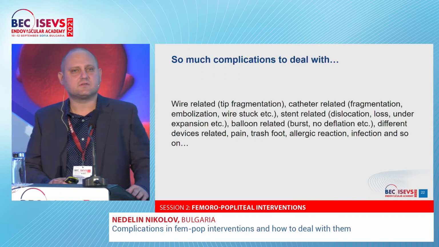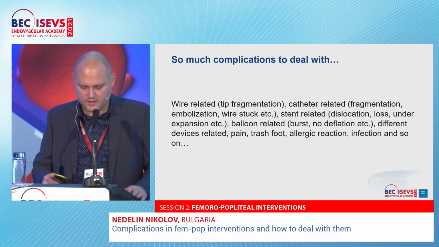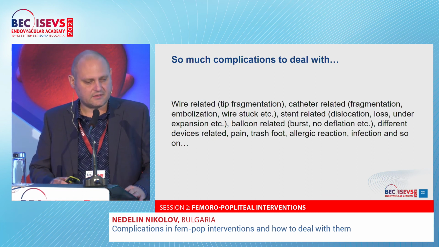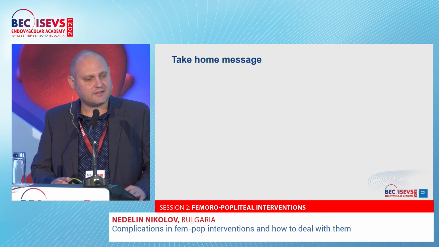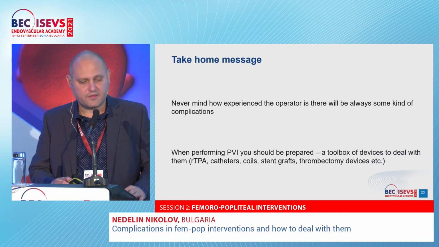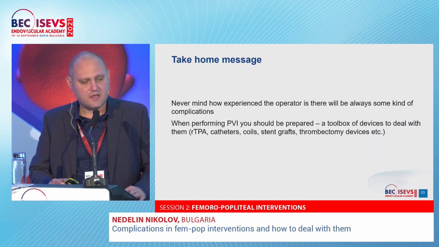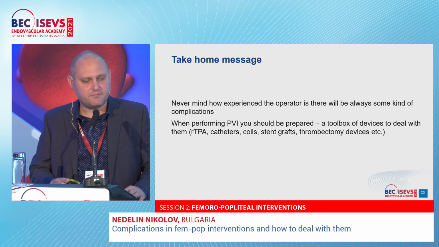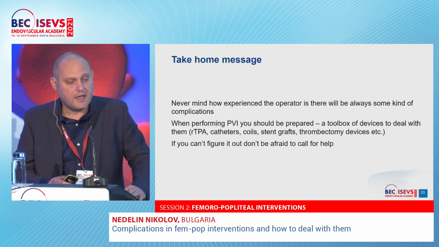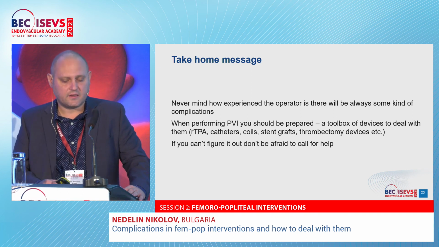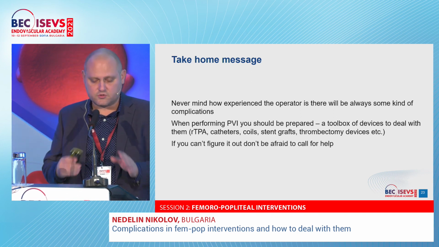So much for complications. These are the main ones, but you can make a complication from every device you use. There are some device-related complications and so on, but the take-home message, never mind how experienced the operator is, there will always be some kind of complications. So when performing PVIs, you should be prepared. You have to have a toolbox of devices to deal with them, mainly PTA, different catheters, coils, stent grafts, thrombectomy methods, etc. And if you can't figure it out, don't be afraid to call for help. An extra pair of hands or eyes and a different point of view is always good to have.